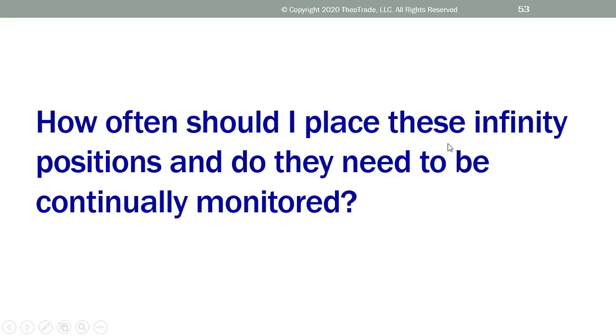How often should I place these infinity positions? And do they need to be continually monitored? I'm going to tell you right now, first of all, they don't have to be continually monitored. Any event that's going to make an infinity spread profitable, you're going to hear about it. It's going to be like headline news. They're like, China decided not to sign the agreement tomorrow, and you're like, okay, that's headline news. You know that's probably going to be a profitable trade. But I'm telling you, you need to know exactly how to place these things. You need to know that they don't have to be continually monitored, but you have to know how to go about monitoring them.